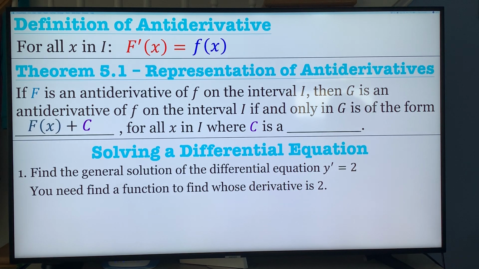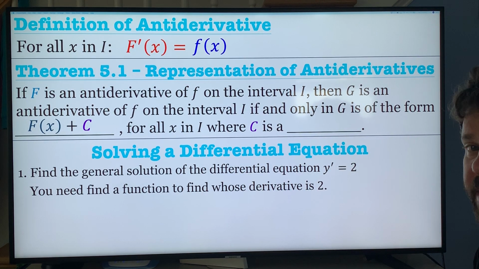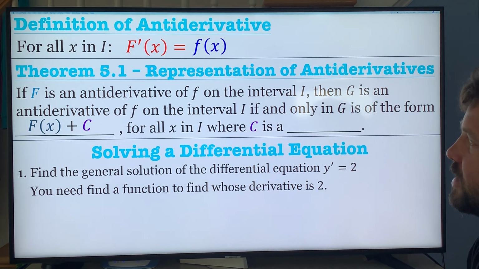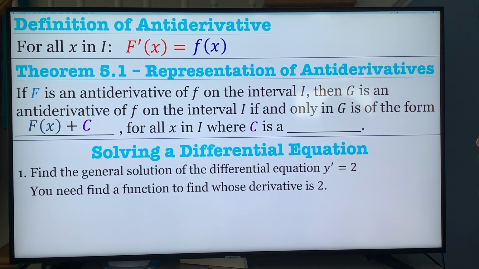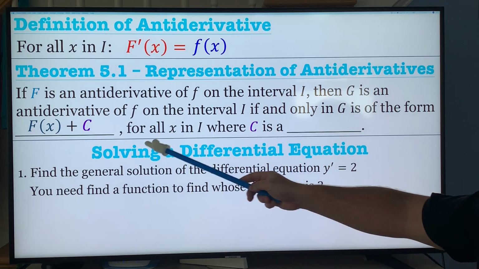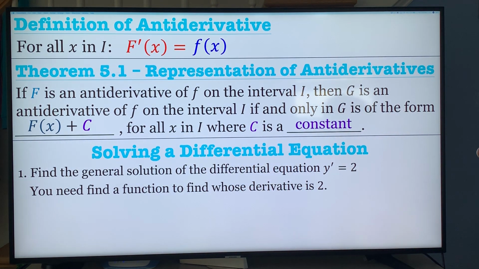All right. The way it works is theorem 5.1 says the representation of an antiderivative: if F, that's the function, is an antiderivative of the original function, little f, on the interval I, then G is an antiderivative of the same function f on the interval I if and only if G is of the form F of x plus c for all x, in which c is a constant.